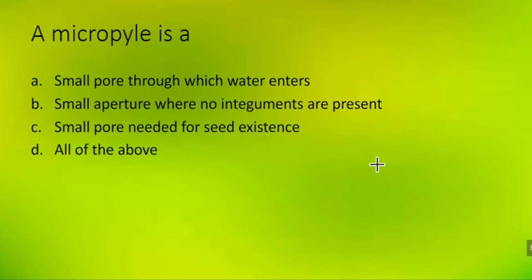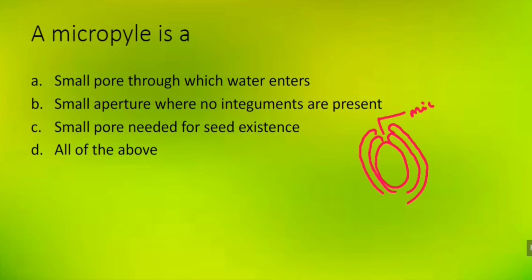A micropyle is a. So when we are drawing an ovule, you know this is the embryo sac. These are the integuments. So there is a region here which is not enveloped by the integument. That region is called a micropyle.